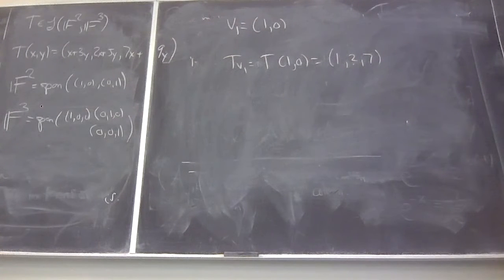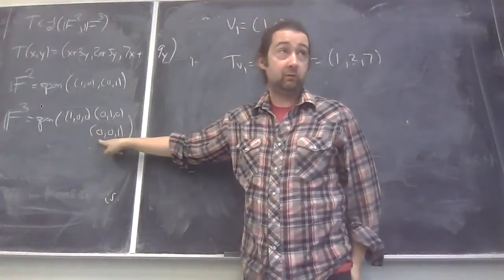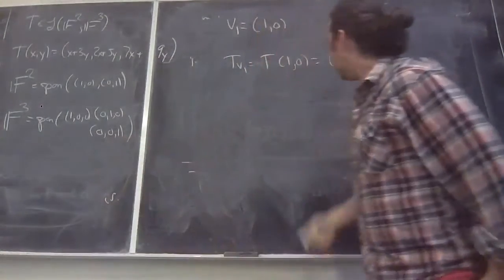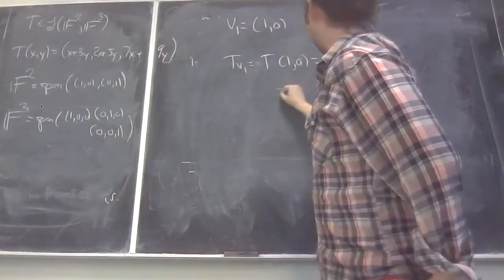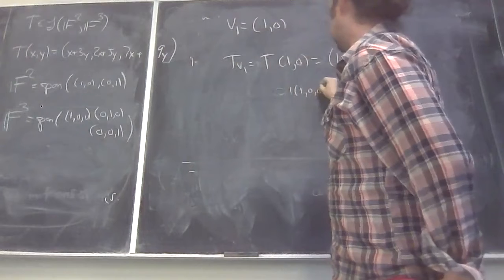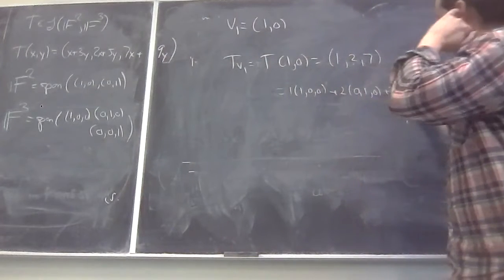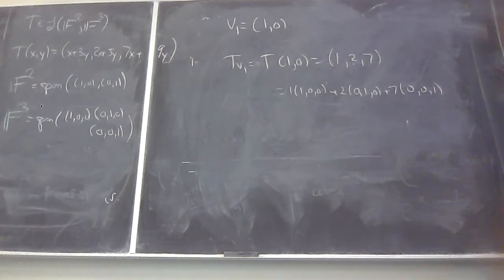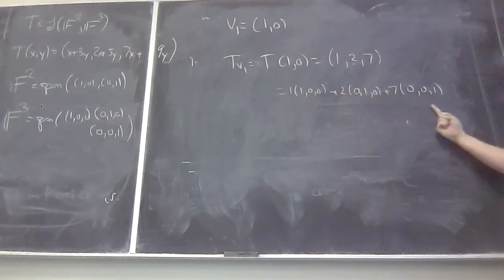Well, now what do I do with it? That's not how I get the matrix. To get the matrix, I'm supposed to expand this as a linear combination of these guys, right? That's what it says to do. So how do I express this vector as a linear combination of these? Well, pretty easily. 1 times 1, 0, 0, plus 2 times 0, 1, 0, plus 7 times 0, 0, 1. That makes sense so far? I put in a basis vector. I got an output. I expanded my output in terms of the basis for the other space.